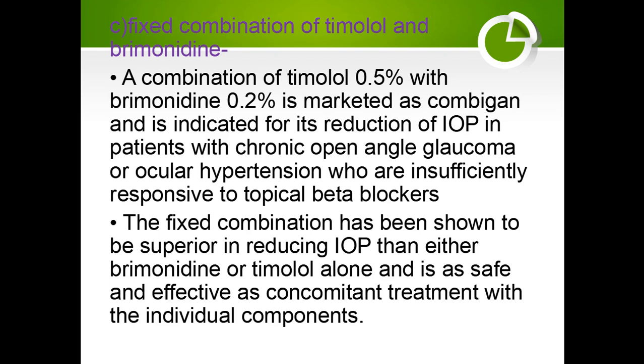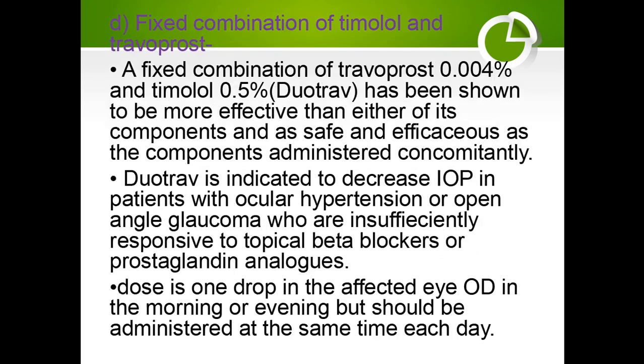Then comes the fixed combination of timolol and brimonidine. A combination of timolol 0.5% with brimonidine 0.2% is marketed as Combigan and is indicated for the reduction of intraocular pressure in patients with chronic open angle glaucoma or ocular hypertension who are insufficiently responsive to topical beta blockers. The fixed combination has been shown to be superior in reducing intraocular pressure than either brimonidine or timolol alone and is as safe and effective as concomitant treatment with the individual components.